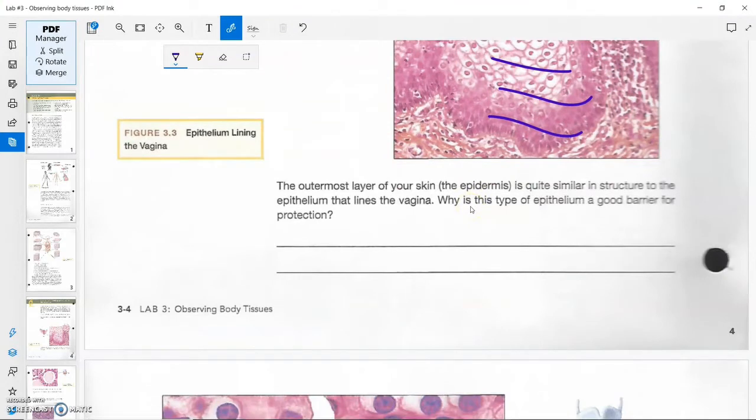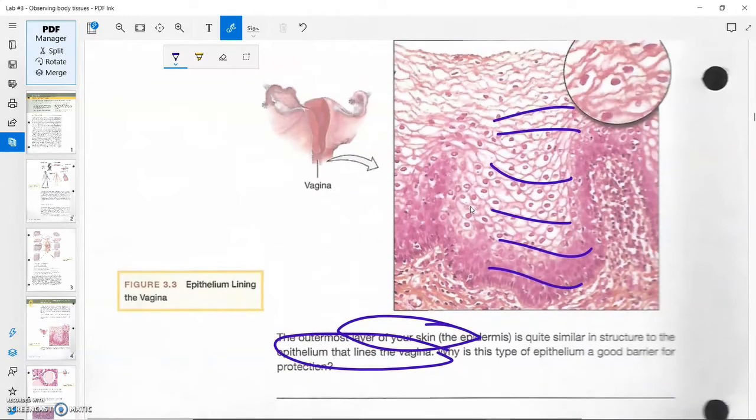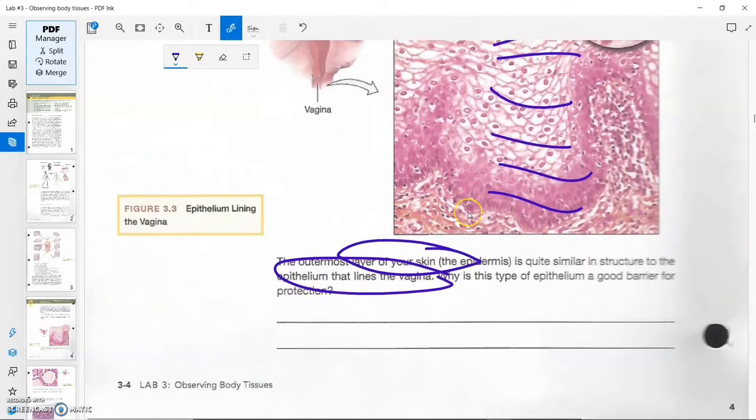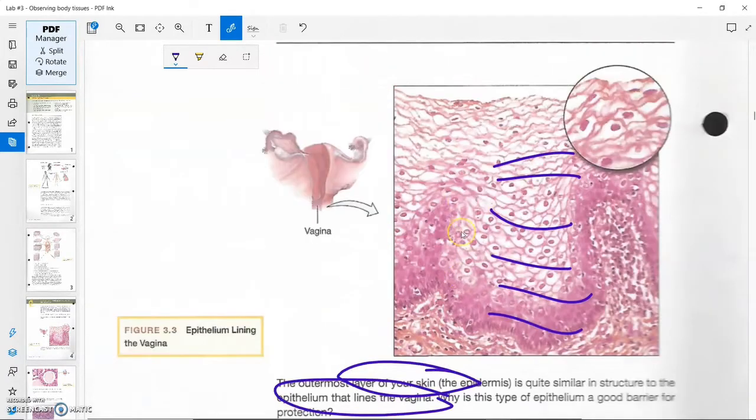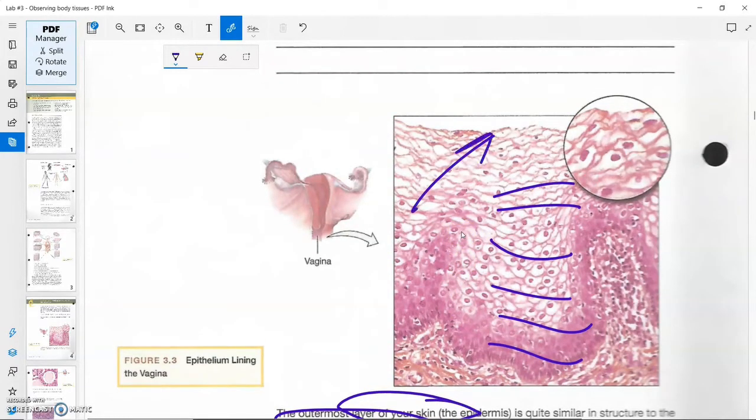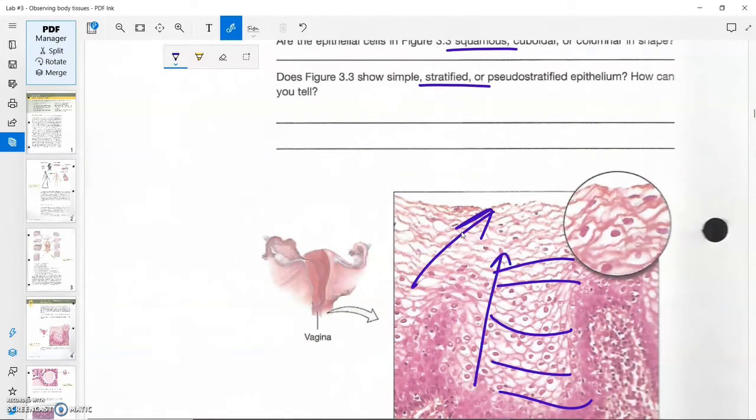So skin and vaginal epithelium are very similar. This is the protective layer of cells. Multiple layers provide a good protection against abrasion. The outermost layer can be shed and replaced by the cells coming from the bottom layers.